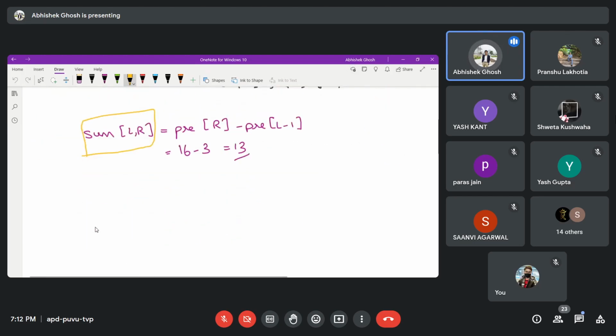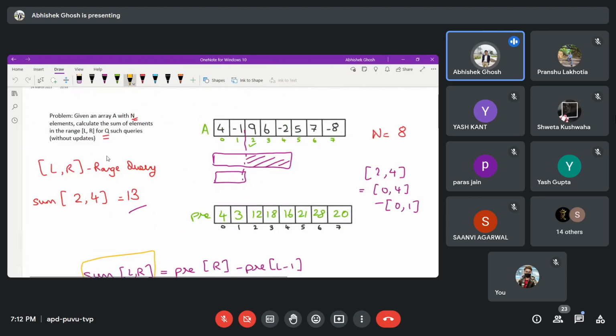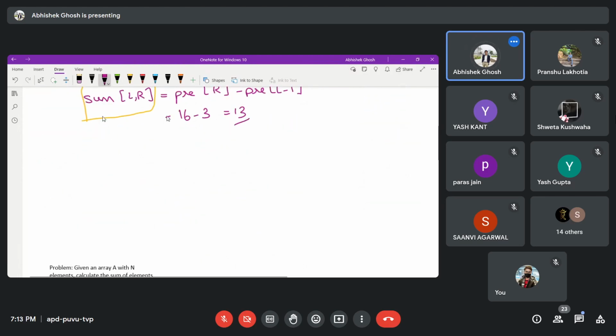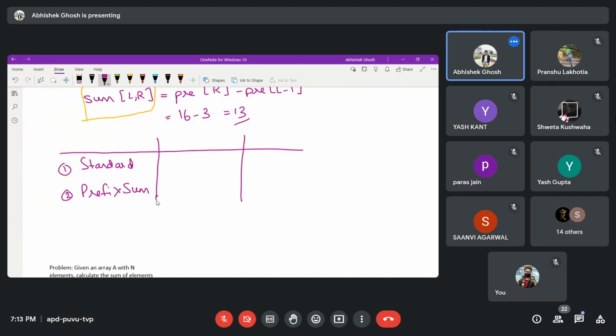So if we try to summarize a bit, when you are provided a problem like a range query, in which we need to return the answer for some particular range, there are basically two schools of thought. The first one would be to use the standard approach. The second one would be to use prefix sum. If I ask you to query, then querying in the standard approach would take order of n, linear time. And in prefix sum, we were simply subtracting prefix sum of R with L minus 1. It was a constant time operation.